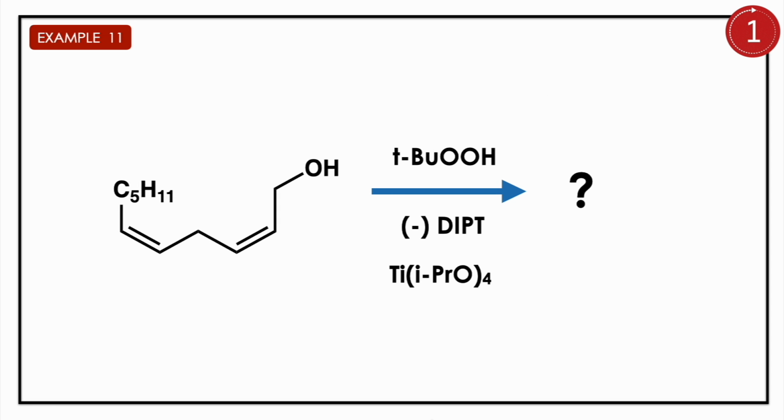Then the next example, here you have linear compound, it is alcohol with 2 cis alkene and side alkyl group. You are using tertiary butyl peroxide, minus DIPT, titanium isopropoxide. You should find what will be the final product.